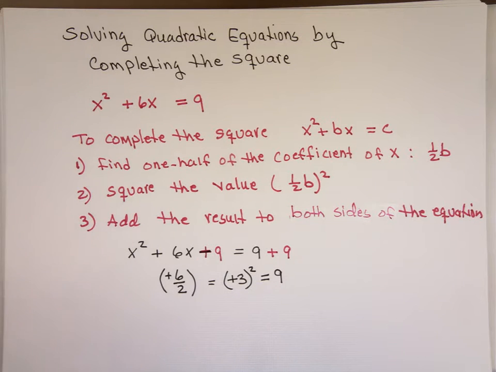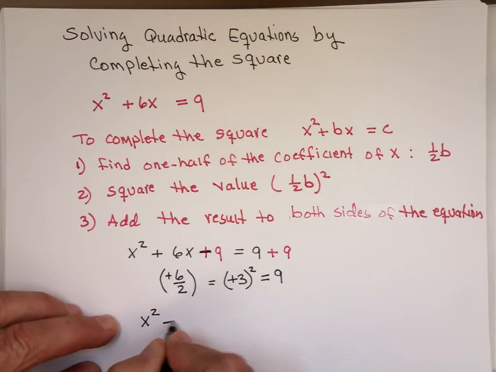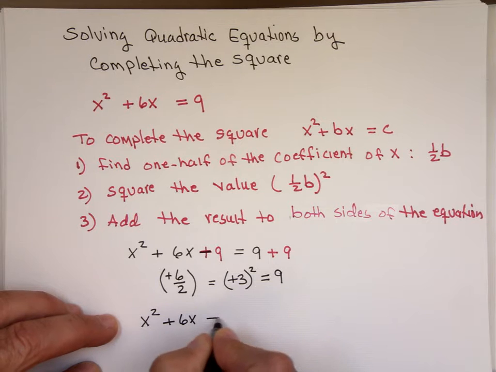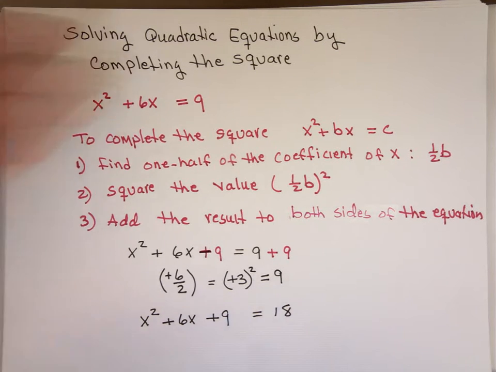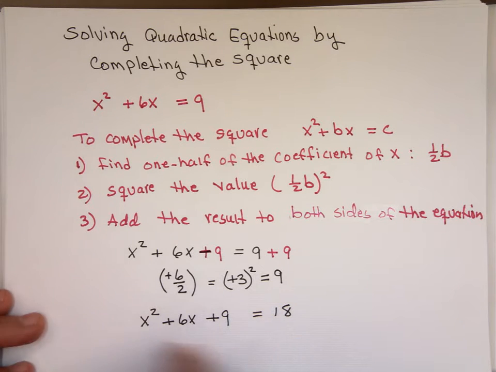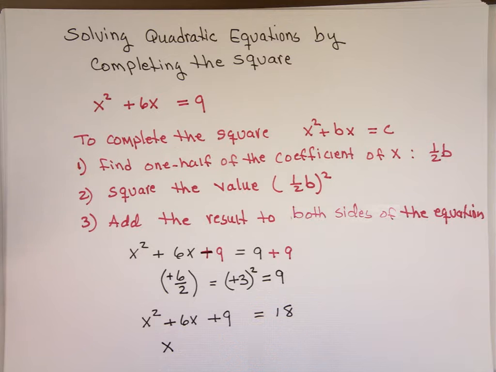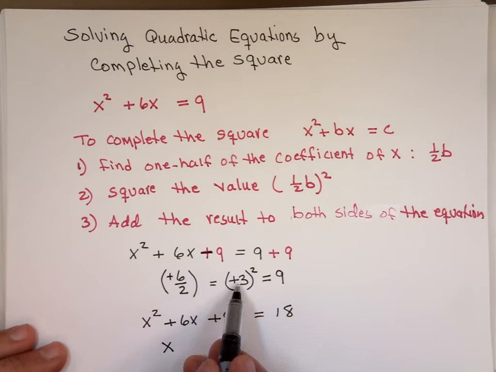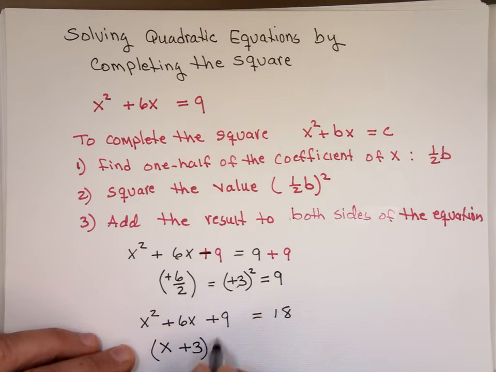That's how we complete the square. Now, how do we solve this problem? This equation becomes x squared plus 6x plus 9 equals 18. How is that going to help me? I just made it worse. Well, what's nice about this method is you should be able to factor this now. If you're not sure about the factoring, look at that number in parentheses before you square it. That's plus 3. This will be x plus 3 times x plus 3.